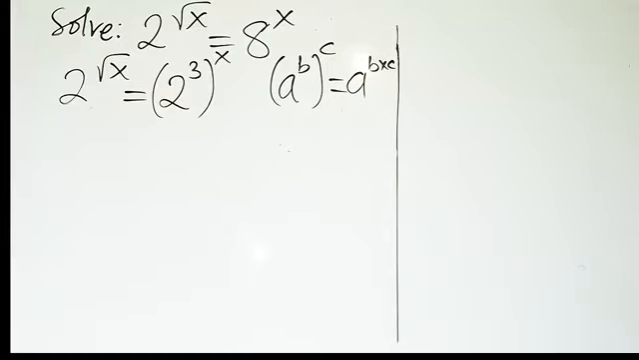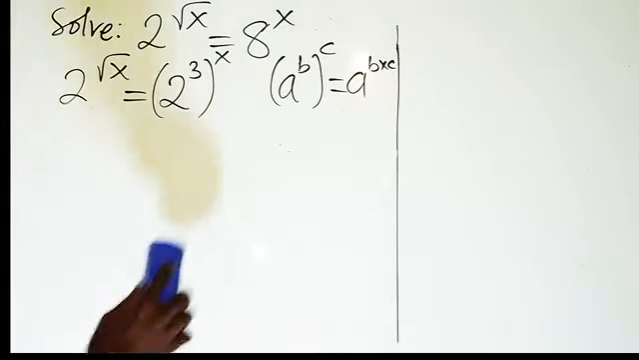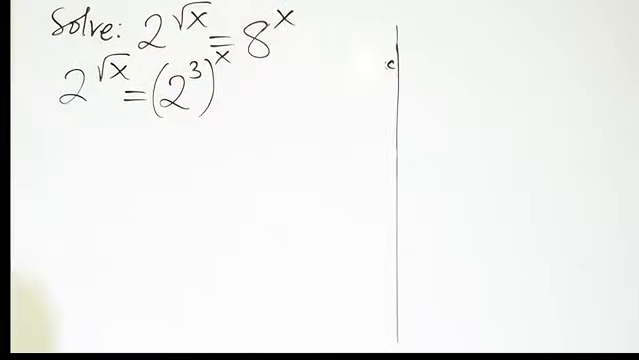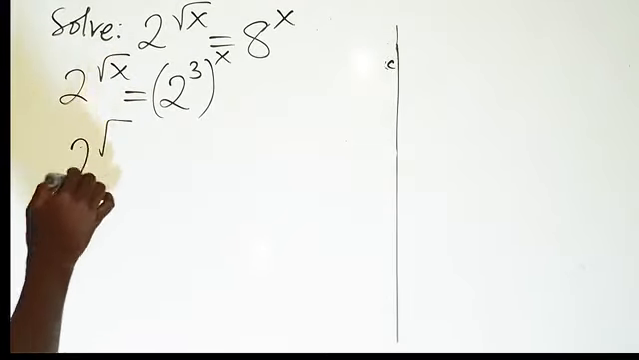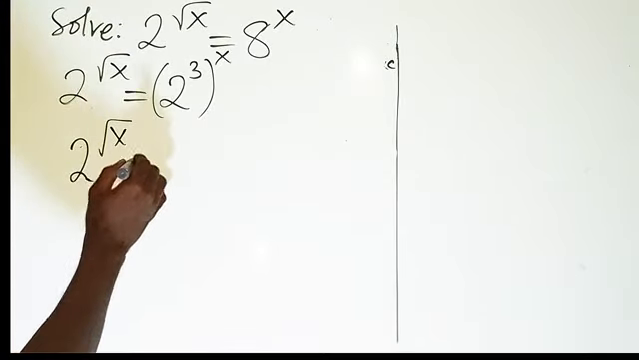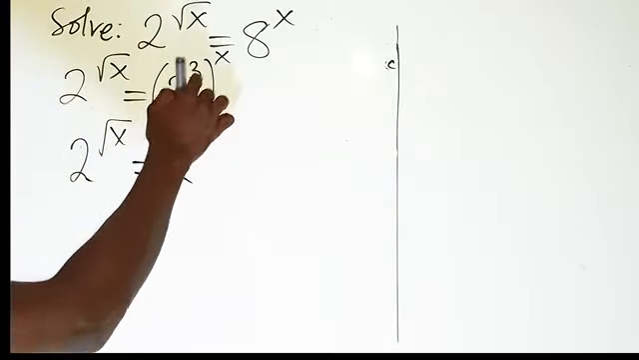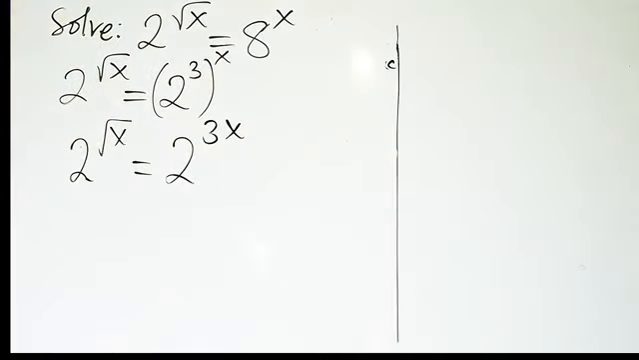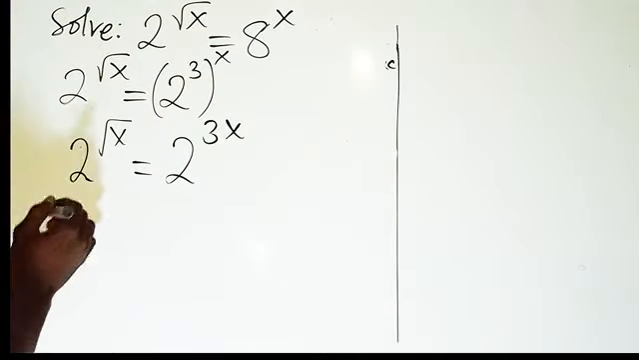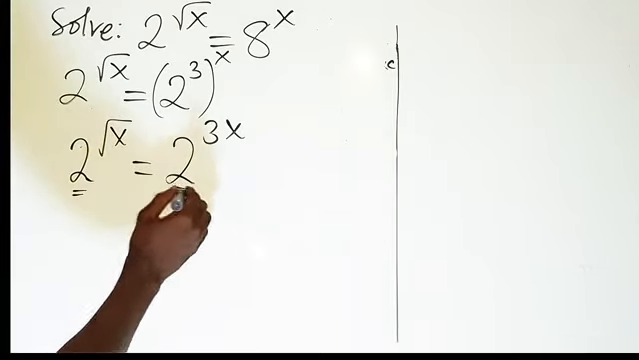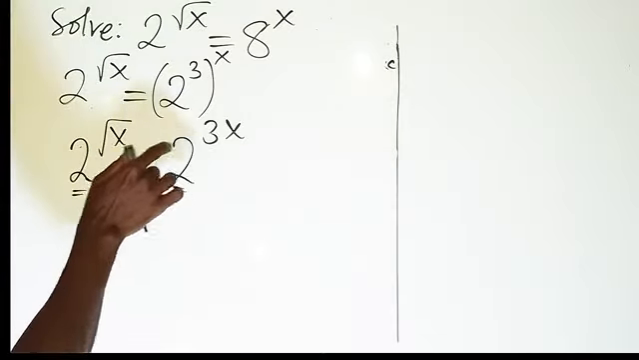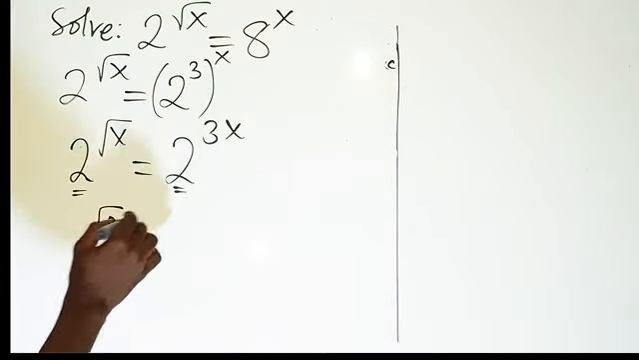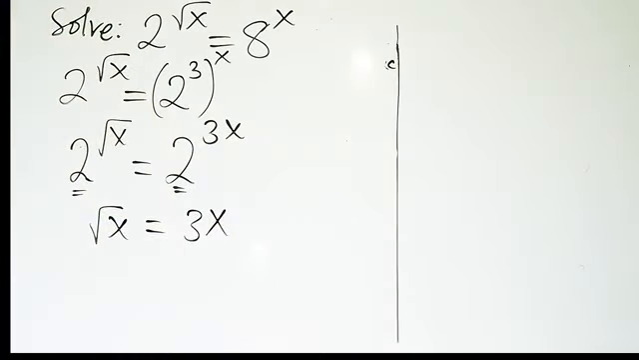Right? So now from there, we're going to have this to be 2 to the power root x equals 2 to the power 3 times x. We have 3x. So now from there, we see that we have the same base, 2, 2. So what we are going to do is equate the exponents. We have root x equals 3x.